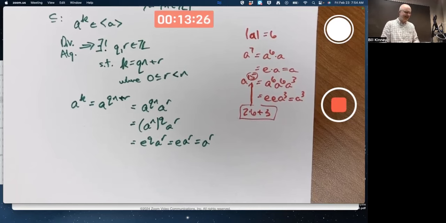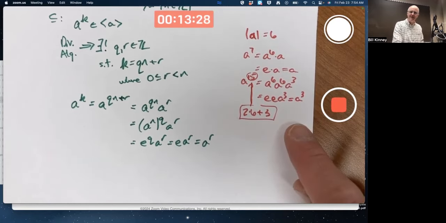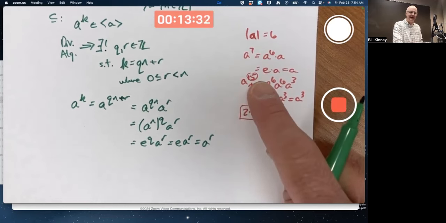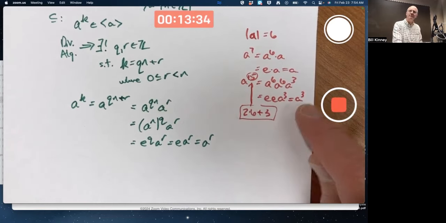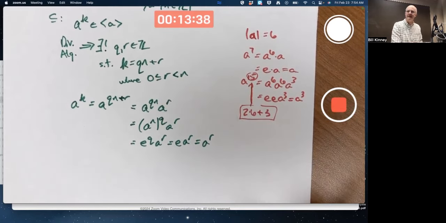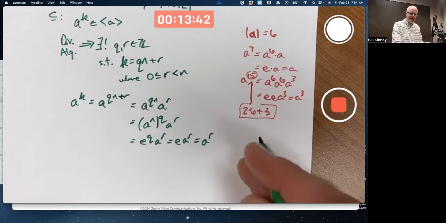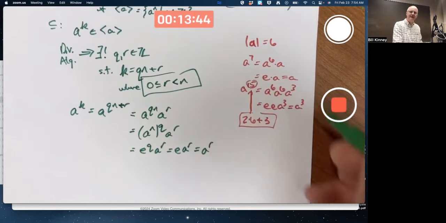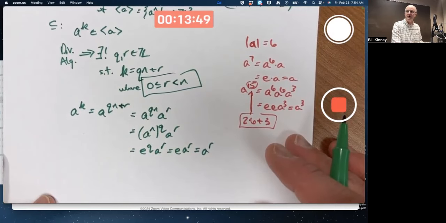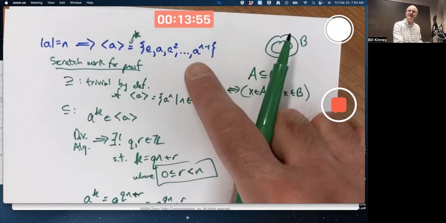So, just like happened with the example, A to the given power is equal to A to the remainder that I get when I divide that original power by the order of A. R is in here. That's important. That means R is either 0 or 1 or 2 or 3, etc., through n minus 1. In other words, A to the K is one of these elements.